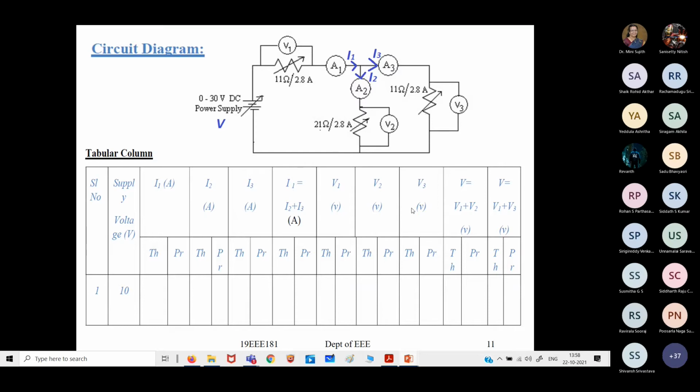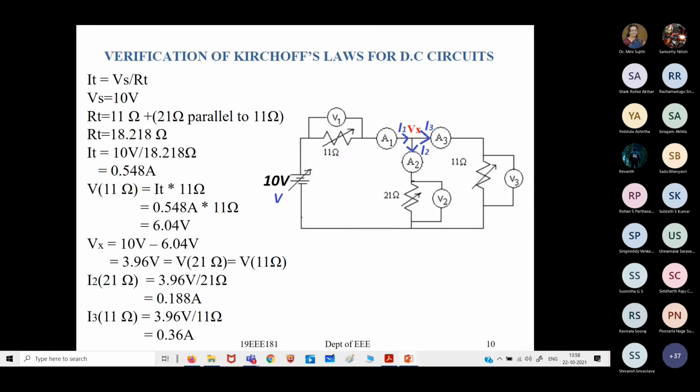So how do we calculate? First we can find out the total current, which is nothing but I1. So how do we find out I1? V by R. R total, how do we get? 21 and 11 are in parallel, in series to 11. Yes, you need to calculate all these things and check whether you're getting similar values. If there is any change, you can let me know, then we will check the values accordingly. So our 11 ohm is in series to 21 parallel to 11. So finally our total we are getting is around 18 ohms.